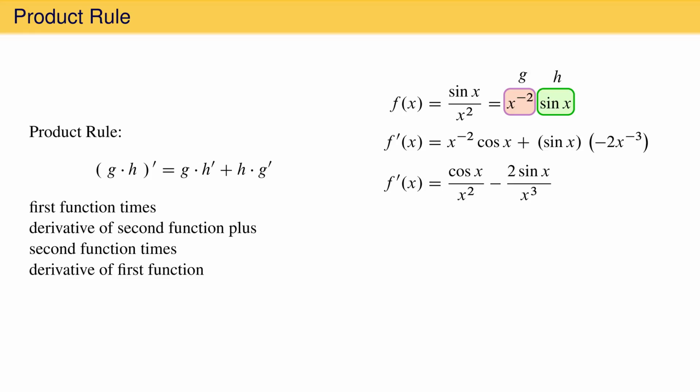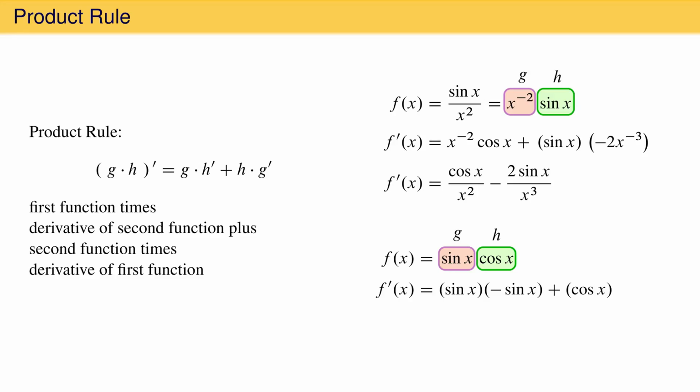Rearranging this to make it look a bit nicer, we have cosine x over x squared minus 2 sine x over x cubed. As another example, consider the function sine x times cosine x. In this case, sine x is the first function g, and cosine x is the second function h. The first derivative is the first function, sine x, times the derivative of the second function, negative sine x, plus the second function, cosine x, times the derivative of the first function, cosine x. The result, when rearranged to look more appealing, is cosine squared x minus sine squared x.